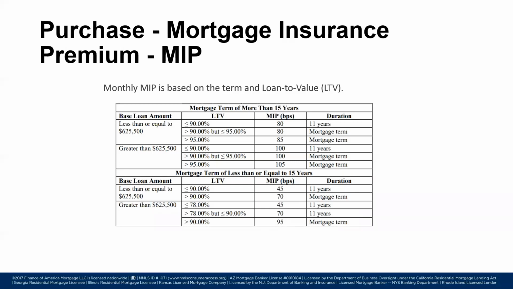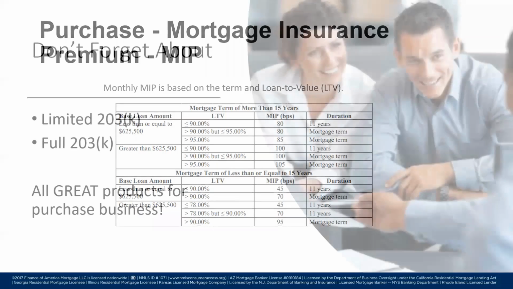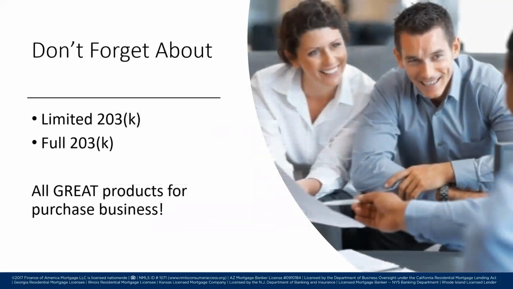So when you look at your base loan amount, and I'm not going to go through this entire graph, you have access to the slide deck, so you can go and take a look at that. But you can see what that comes in at and what the duration is of that MIP. Now, when you're looking at FHA, it's also important to remember that there are two great FHA programs available, and that is the limited 203K and the full 203K.